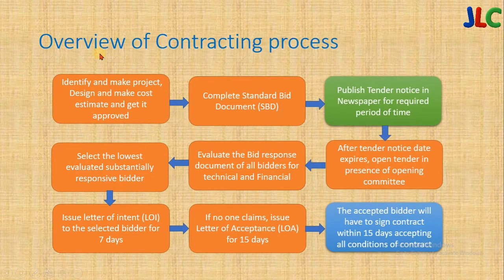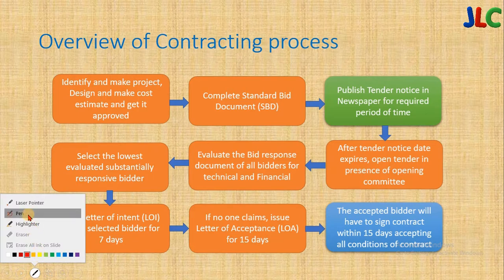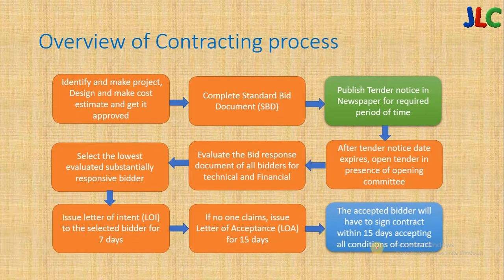We have already learned about the contracting process. Now we will see where bid bond is required and where performance bond is required at which step. So first we identify the project, complete the standard bidding document, publish the tender notice in the newspaper. Here we specify in the tender notice how much bid bond the bidders who apply the bid needs to present. The bid bond can be in bank guarantee or cash. So this is where the bid bond is required.